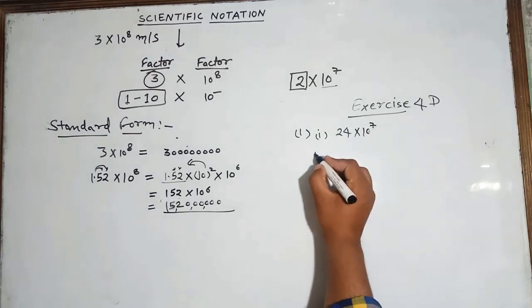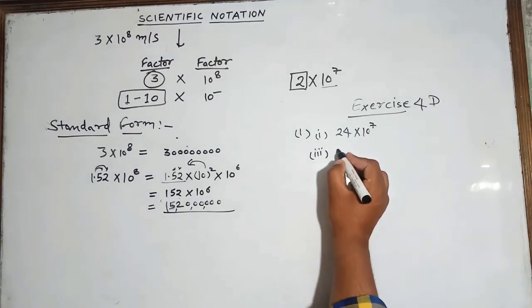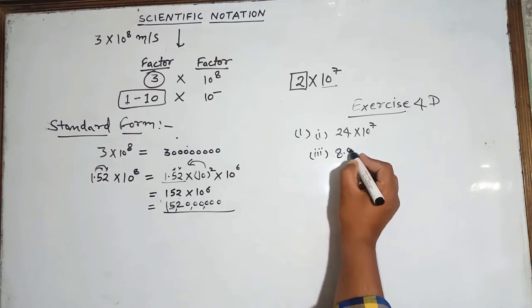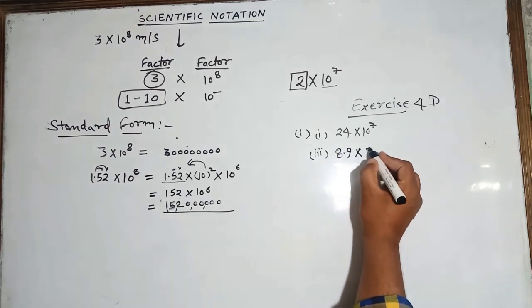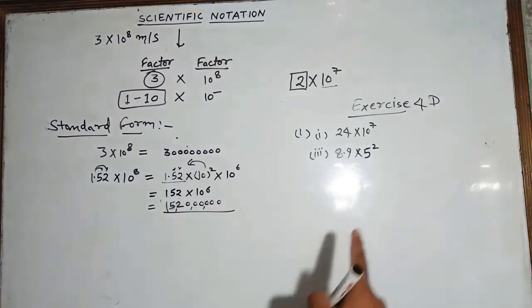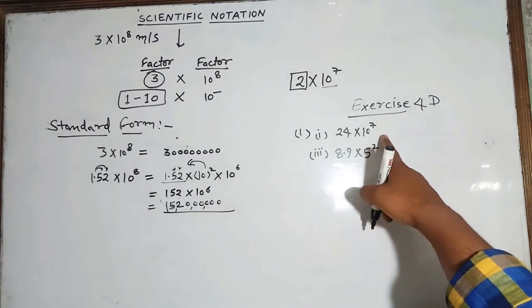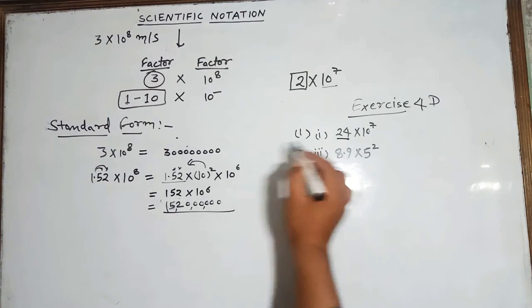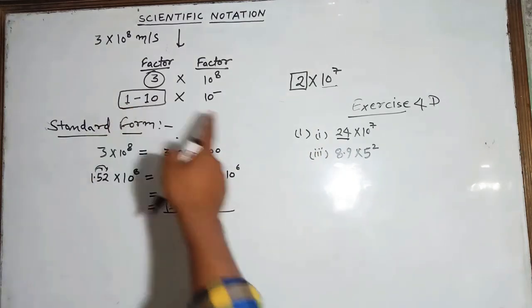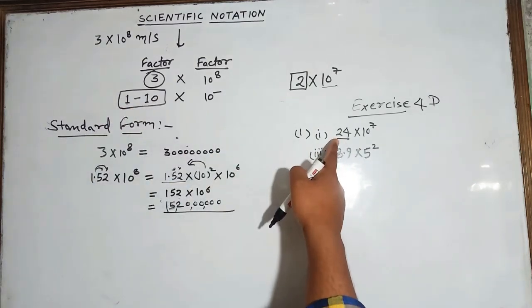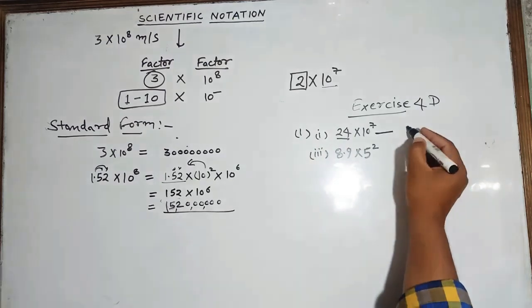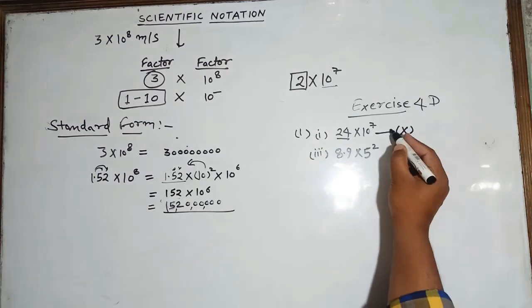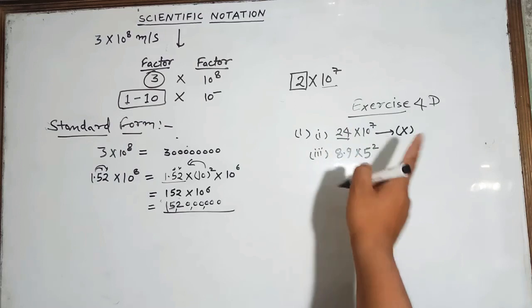And third part is 8.9 into 10 to the power 5 to the power 2. So is it a scientific notation? As I said, the first factor should be from 1 to 10. So will it be a scientific notation or not? It will not be a scientific notation. Why? Because the first factor is greater than 10.